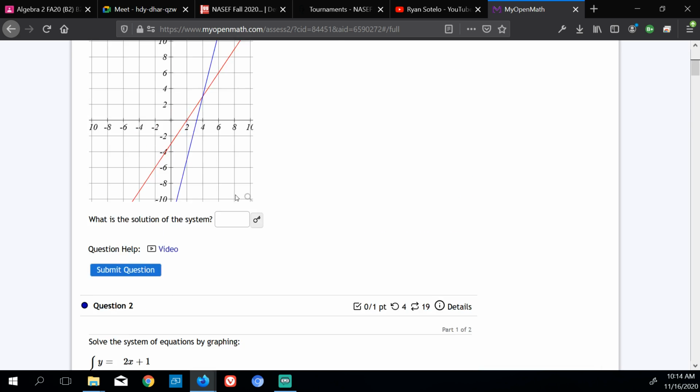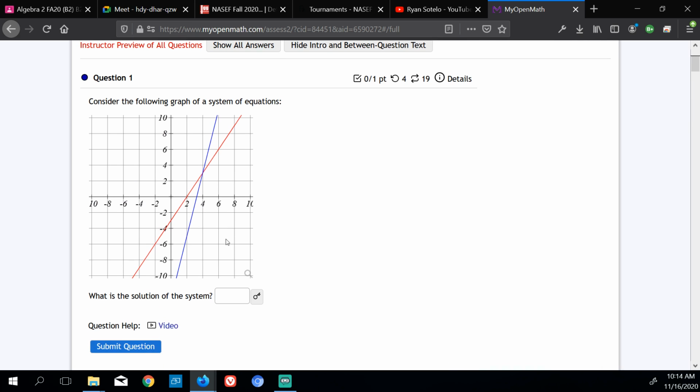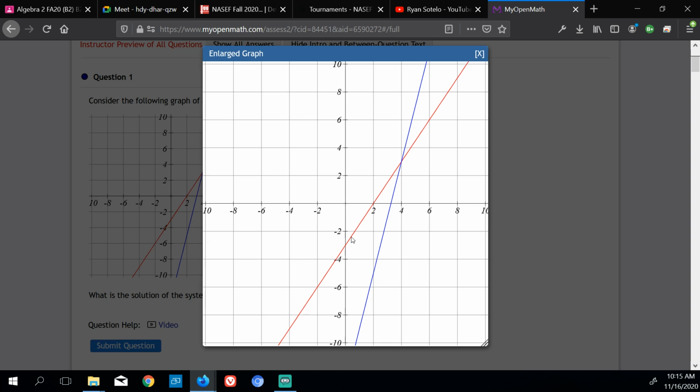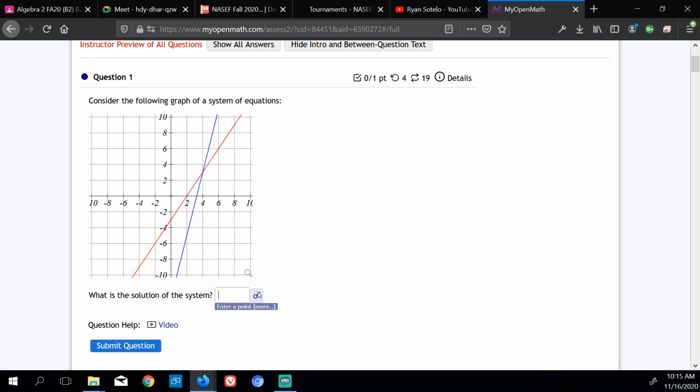In this case, they want to know what is the solution as a point. The y would be 3. What's the x? 4. So I should put in 4 comma 3. Does that make sense? Yeah. So they'd want it like that.